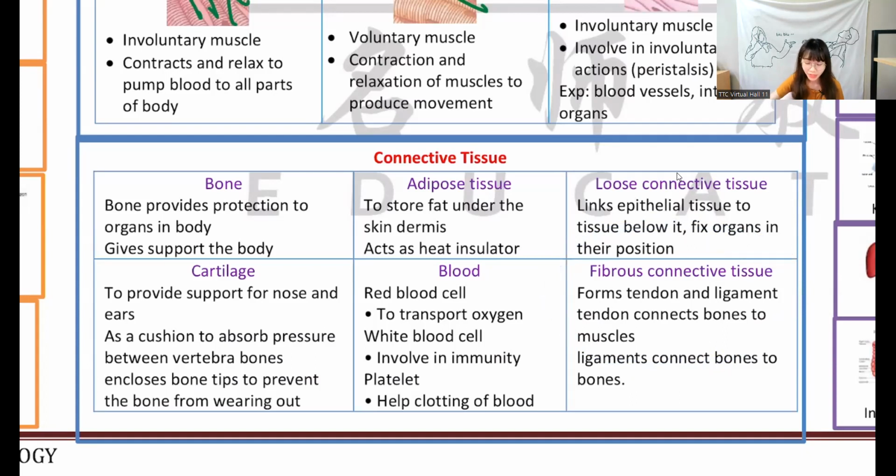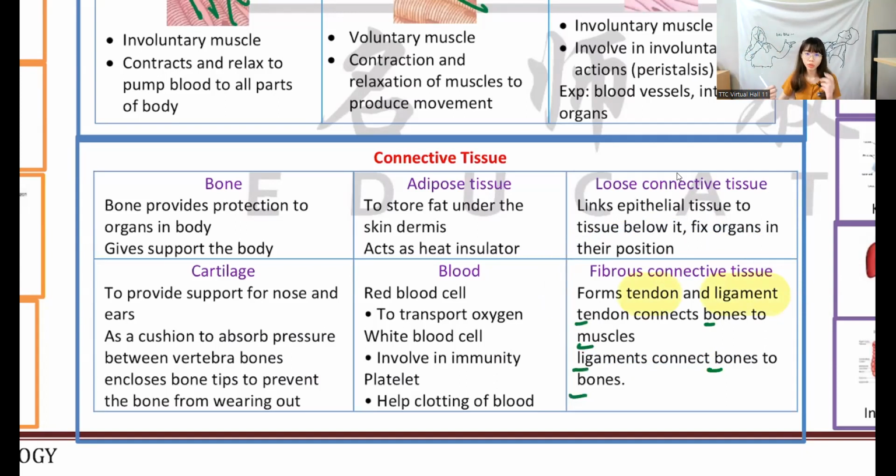In fibrous connective tissue, we have tendon and ligament. What is the function of tendon and ligament? Tendon connects bone to muscle. Ligament connects bone to bone. If you want to feel where your tendon is, put your finger at this area here. There's this rubber-like structure. That is actually your tendon. A lot of our body parts that you can bend, the areas where you can bend, also have tendon. Everyone has tendon. The one that you feel like a rubber, that's tendon.